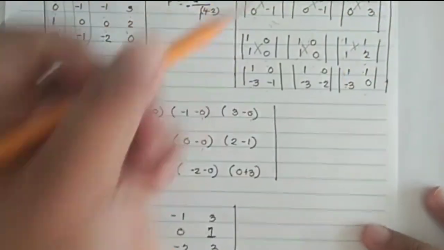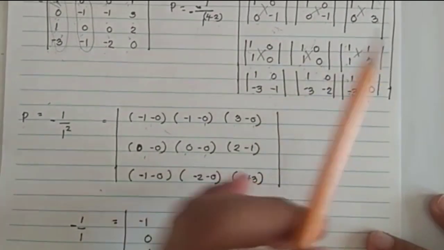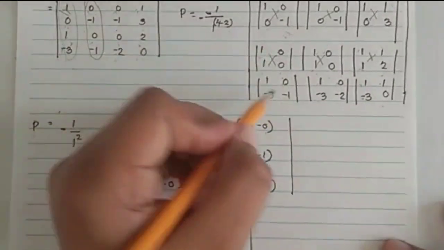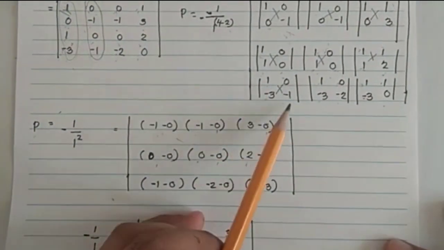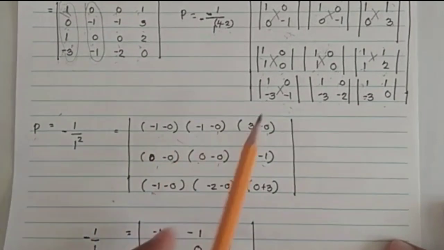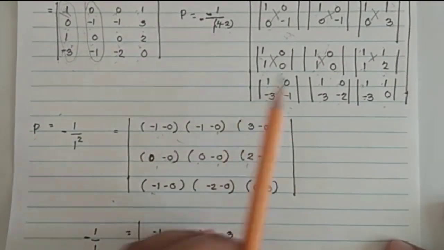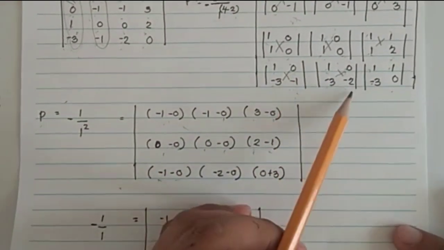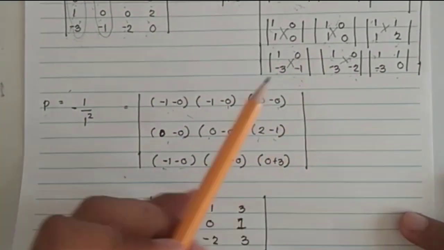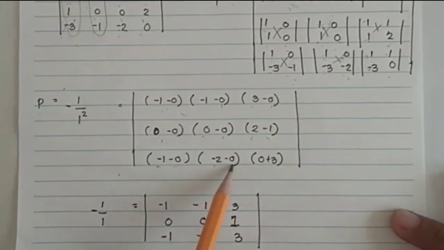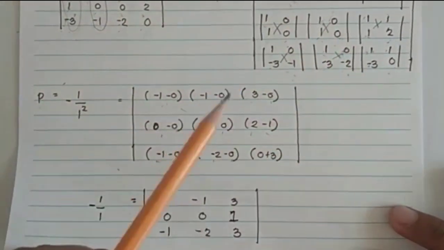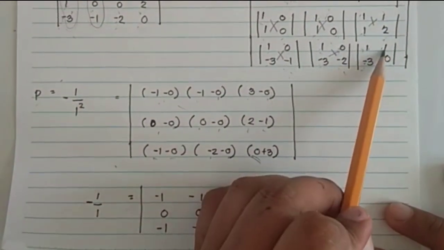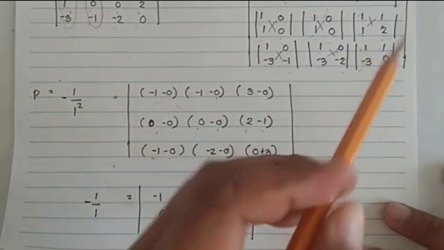Next, third, we have 1 multiplied by 2 is equal to 2. 1 multiplied by 1 is equal to 1. Next, 1 multiplied by negative 1 is equal to negative 1. Negative 3 multiplied by 0 is equal to 0. And then, next, 1 multiplied by negative 2 equals negative 2. Negative 3 multiplied by 0 is 0. And then 1 multiplied by 0 is 0. And then negative 3 multiplied by positive 1 is equal to negative 3.